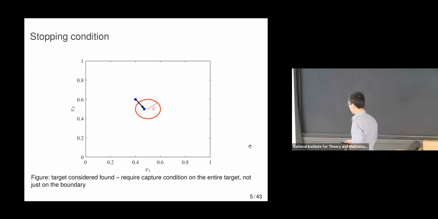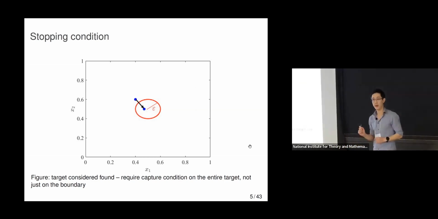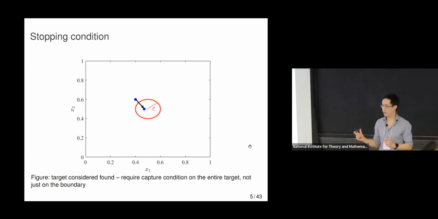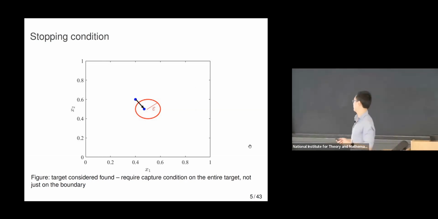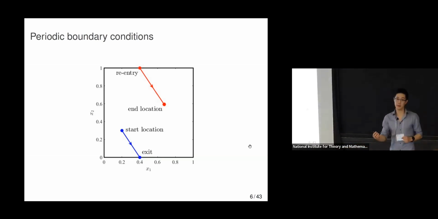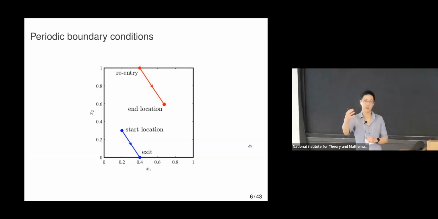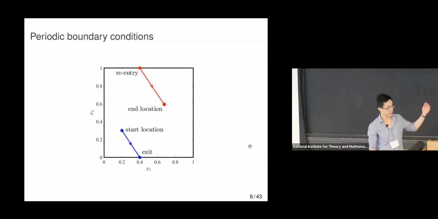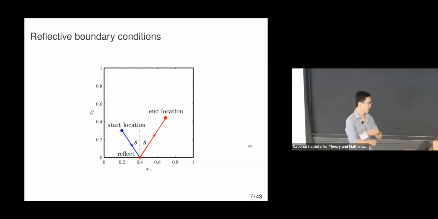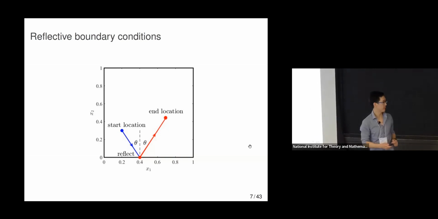I will mention something about the no flyover condition, and it turns out it's quite different, so the statistics end up being quite different. Periodic boundary conditions: if you take a leap that takes you out of the domain, with periodic boundary conditions, you come back on the other side. With reflective, you bounce off at the same angle of incidence.